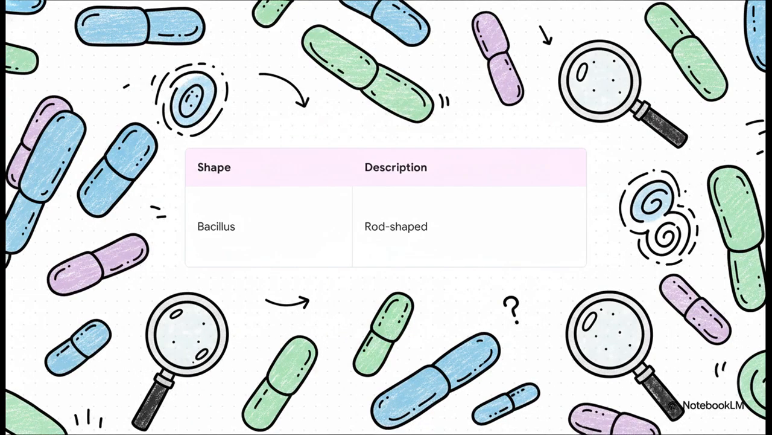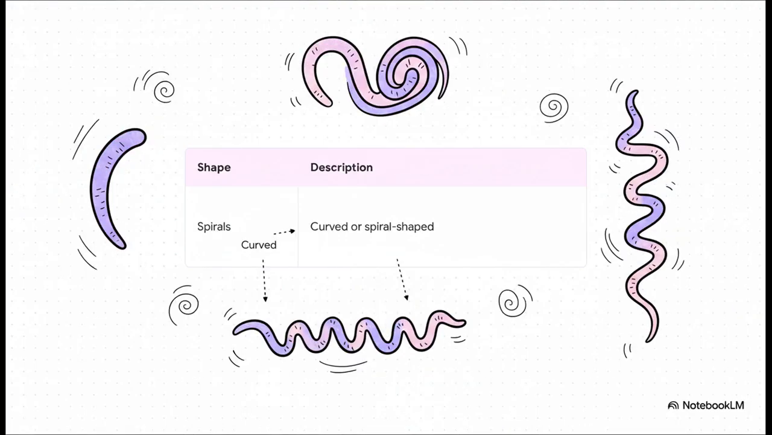Next up, we've got the bacillus, or bacilli. These suspects are rod-shaped, kind of looking like a tiny pill capsule. And our third main category covers the spirals. Now, this is a pretty diverse group. It includes everything from a gentle curve, which we call a vibrio, to a rigid corkscrew, known as a spirillum, or even a flexible, springy-looking thing called a spirochete.